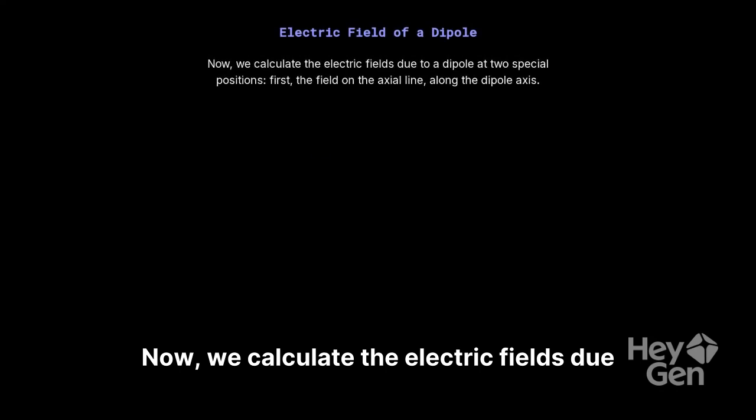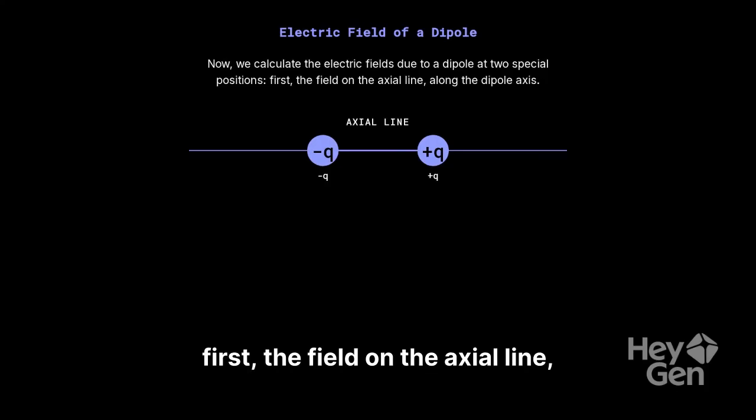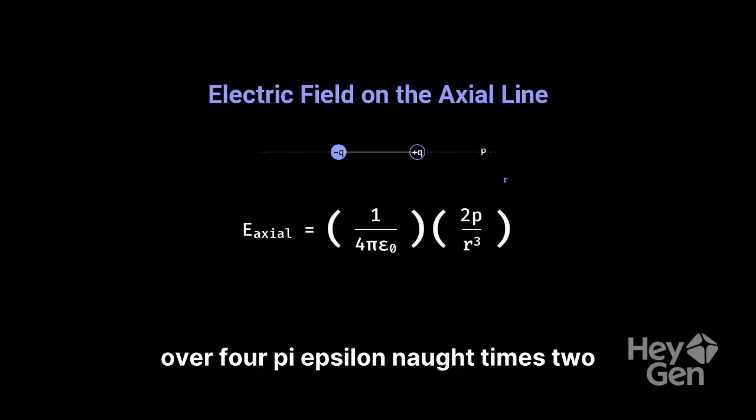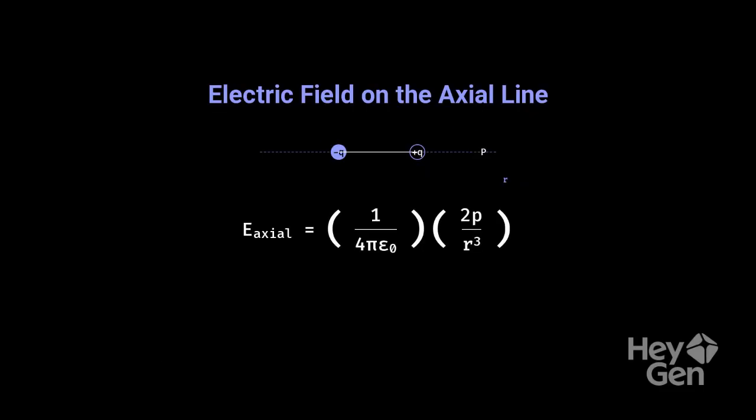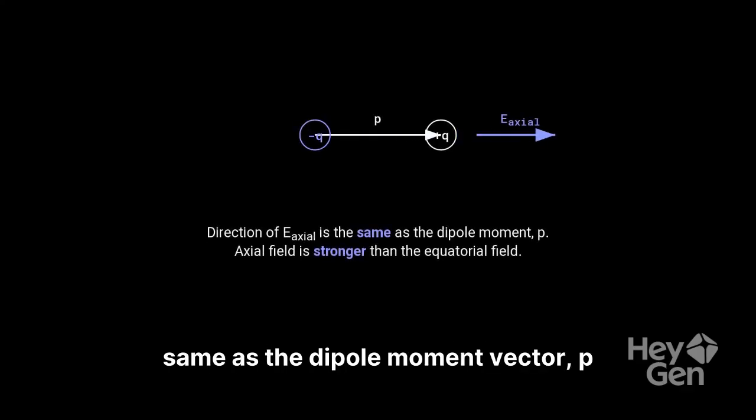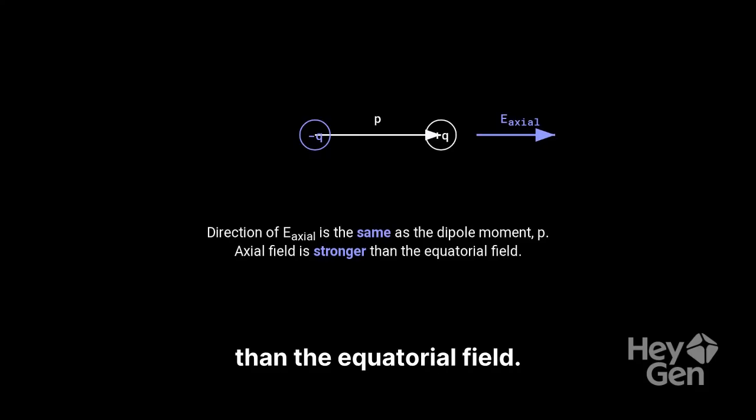Identify it quickly. Now, we calculate the electric fields due to a dipole at two special positions. First, the field on the axial line, along the dipole axis. The result for the electric field on the axial line, E axial, is 1 over 4 pi epsilon naught times 2p over a cubed. The direction of E axial is the same as the dipole moment vector, p vector. Note that the axial field is stronger than the equatorial field.